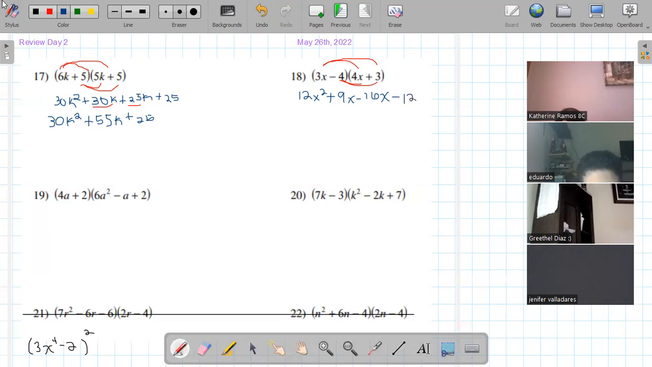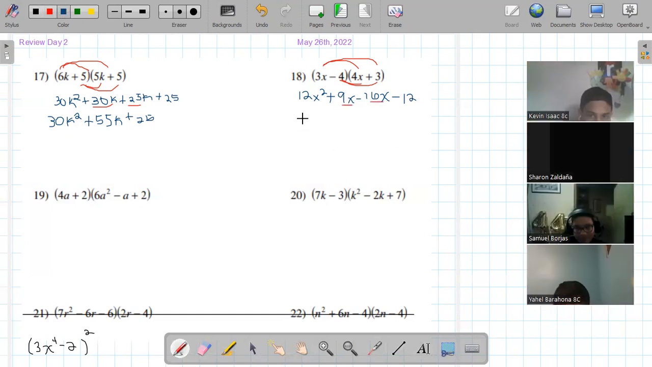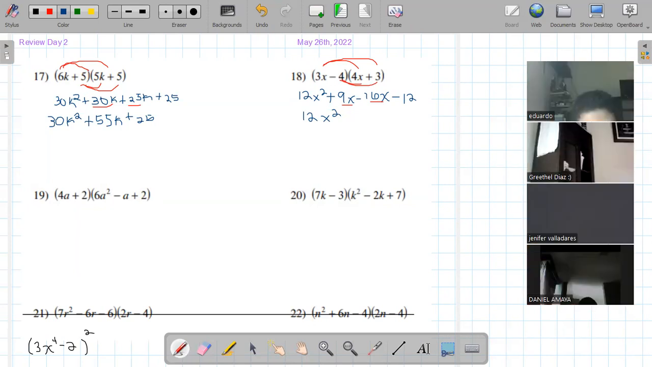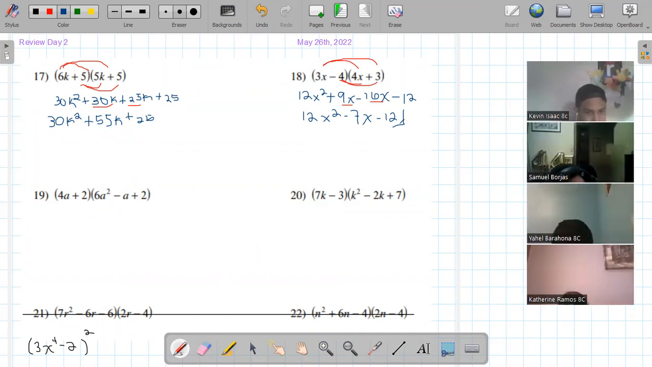Are my middle terms like terms? Yes, they are. You can see they are like terms. So let's simplify that. So we're going to have 12x squared. How much is 9x minus 16x? Negative 7x. And we copy the minus 12. And that's it. That's multiplying a binomial times a binomial. Questions? No? Okay, let's go with the next one.